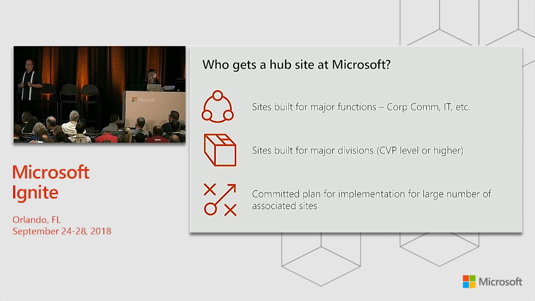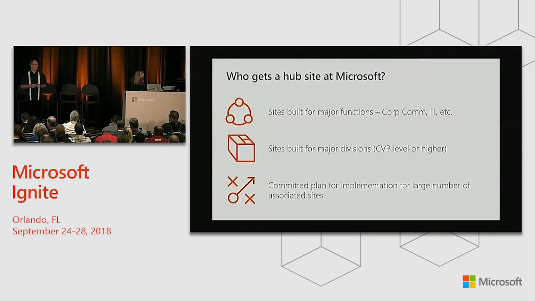The second thing is we've built sites for major divisions. Now, for us, the cutoff here was kind of the corporate vice president or higher. Of course, the joke here internally is that at Microsoft, we've got 200 plus CVPs. And so, Melissa, you need to give me more, and soon. But anyway, that's kind of our second bar. Our litmus test is this: is it a CVP or higher level org?